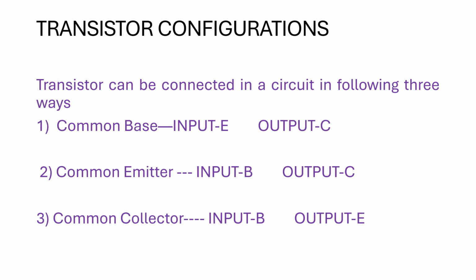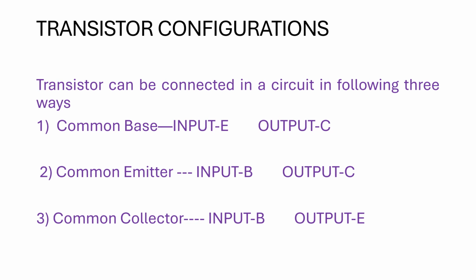Suppose the base terminal is taken common to both input and output. That is called the common base configuration. In common base configuration, the input terminal is the emitter and the output terminal is the collector. The third terminal, base, is common to both input and output. That means the pair of input terminals is emitter and base, and the pair of output terminals is collector and base.